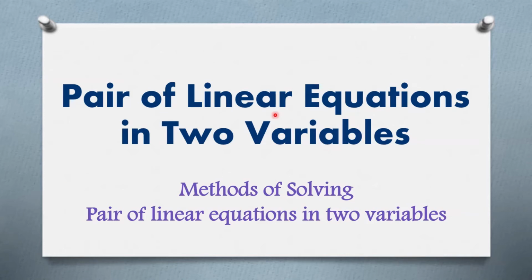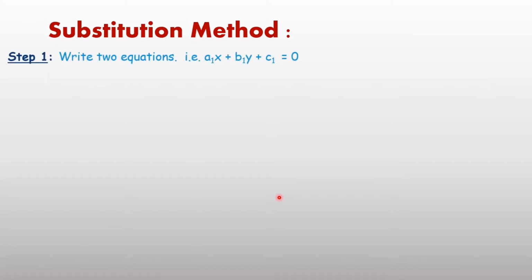Now, next topic in pair of linear equations in two variables: methods of solving a pair of linear equations in two variables. Now we are going to discuss different methods by which you can solve linear equations in two variables. First one is substitution method.